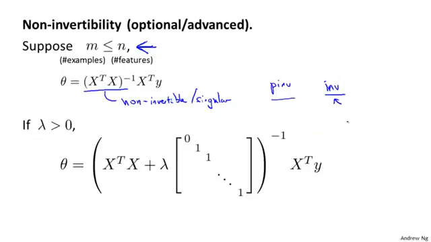Fortunately, regularization also takes care of this for us. Concretely, so long as the regularization parameter lambda is strictly greater than 0, it is actually possible to prove that this matrix, X transpose X plus lambda times this funny matrix here, will not be singular and will be invertible. So using regularization also takes care of any non-invertibility issues of the X transpose X matrix as well.